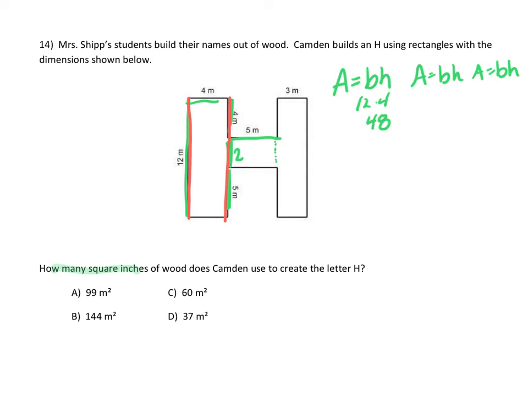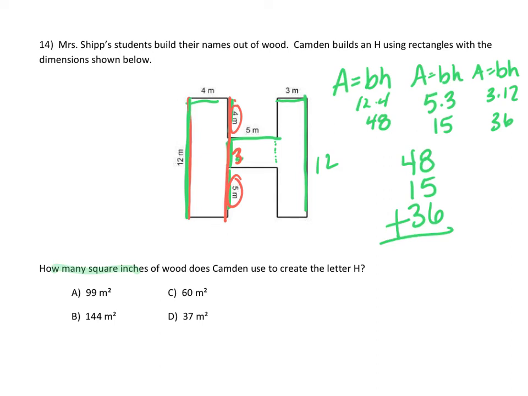White has a good one. So it was 3, I'm sorry. Yes, this is 4 and this is 5, and so that's 3. Good job. Thank you. Okay, so 5 times 3, which is what? 15. Well, this is 3. It's the same length as this, so this is 12. So 3 times 12, which is 36. So 48 plus 15 plus 36 is 99 meters squared.